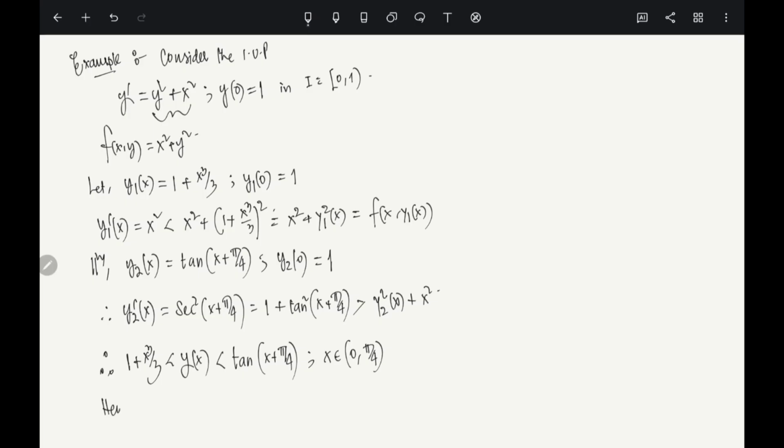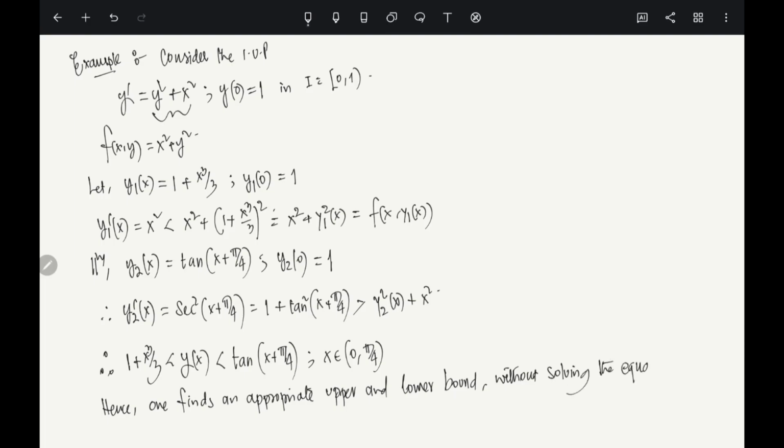Hence one finds an appropriate upper and lower bound. An important thing is, without solving the equation. Clear? Is this clear? Okay. Right. So with this, I am going to end this video.